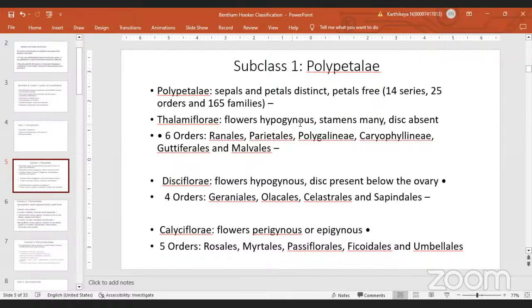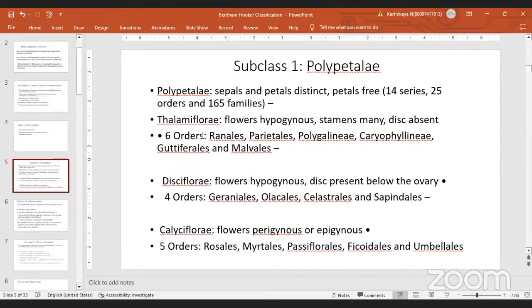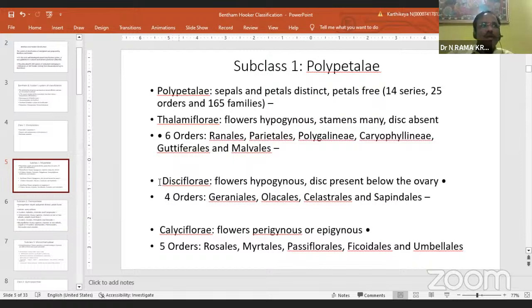Thalamiflorae means flowers are hypogynous, stamens are many, and the disc is absent. The 6 orders there are Ranales, Parietales, Polygalinae, Caryophyllinae, Guttiferales, and Malvales. These are the 6 orders of Thalamiflorae. The second one is Disciflorae.